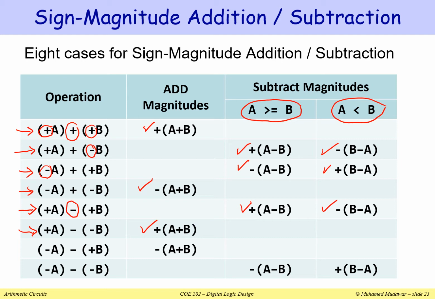So this is the complication for sign magnitude. We have to examine the sign of A, the sign of B, and we have to look at the operation. And for this reason, people don't use sign magnitude because it complicates the implementation of the circuit.